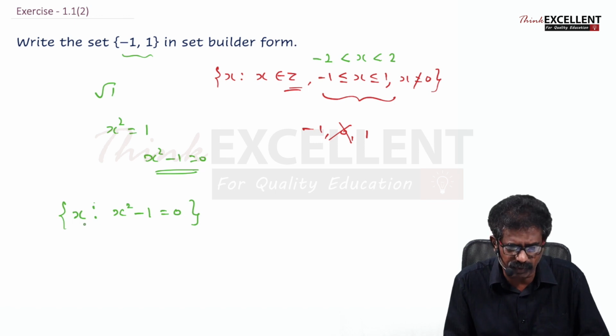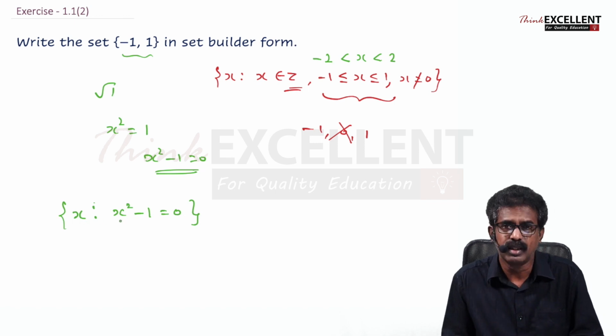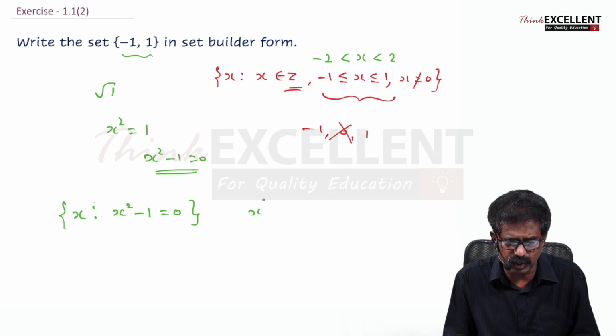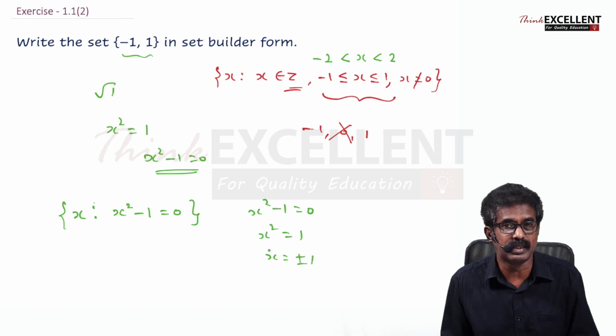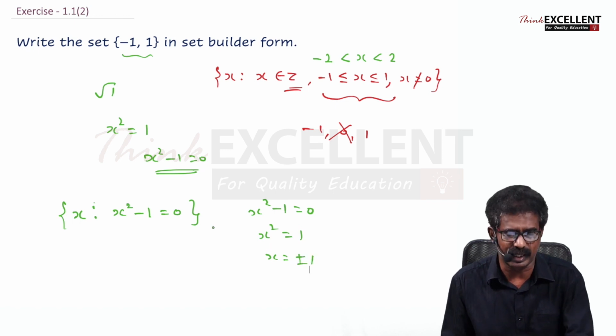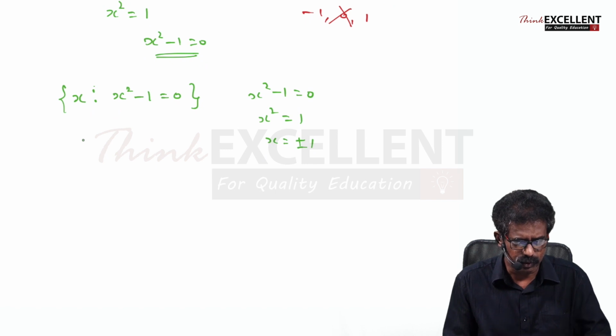Set of all x such that x square minus 1 equals 0, just to solve it. If we give x square equal to plus 1, so x equal to root of 1. So your answer is what? Plus 1 and minus 1. This is a simple way of writing that. Okay, so hope you understood that.